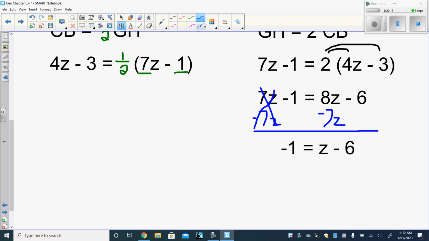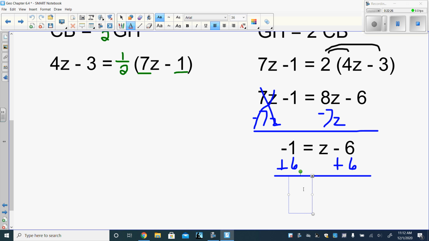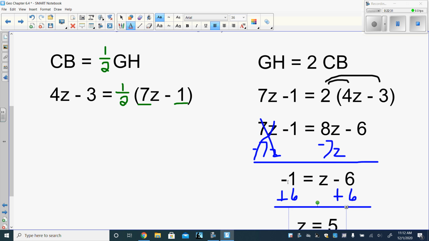And again, we still need to get z by itself. So what I'm going to do is add 6 to both sides. And when I add 6 to both sides, what I'm left with is that z is equal to 5. And that's the answer. That's the value of z.